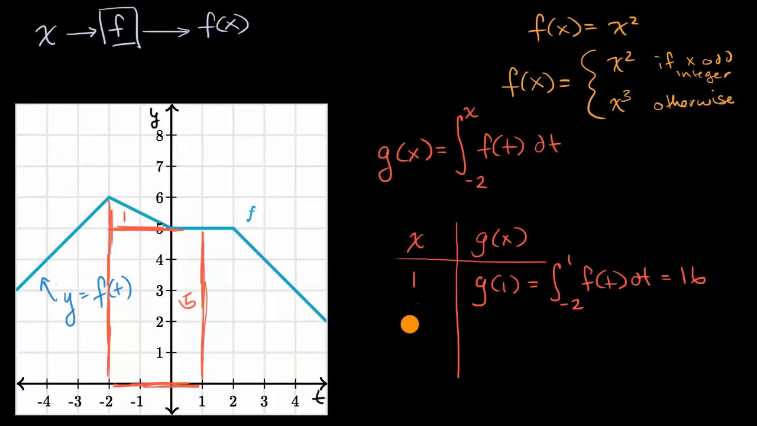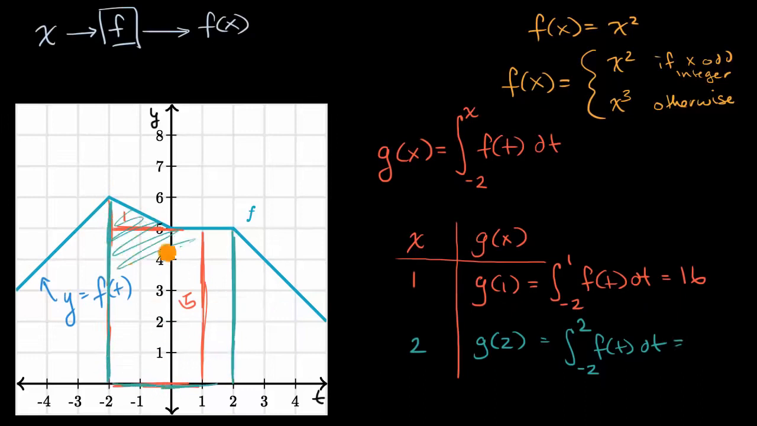What if x is equal to 2? What is g of 2 going to be equal to? Pause this video and try to figure that out. Well, g of 2 is going to be equal to the definite integral from -2, and now our upper bound is going to be our input into the function, to 2 of f of t dt. So that's going to be going from here all the way now to here. And so it's the area we just calculated. It's all of this stuff, which we figured out was 16 square units, plus another 1, 2, 3, 4, 5 square units. So 16 plus 5 is going to be equal to 21.